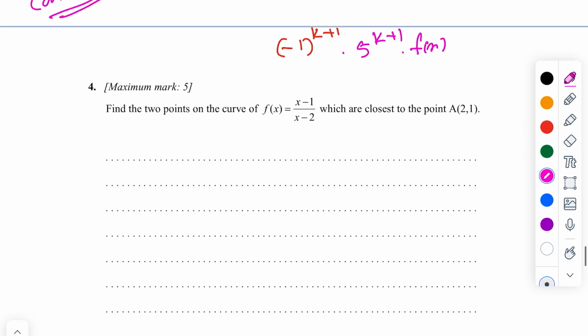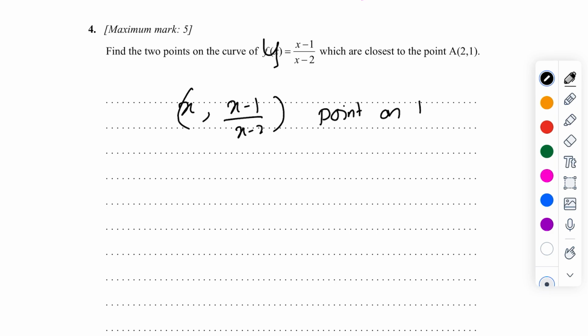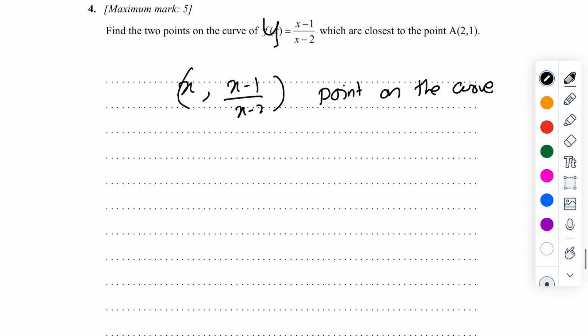Now, find the 2 points on the curve which are closest to (2, 1). So let the first point be x, y, which is x, (x minus 1) upon (x minus 2). This is a point on the curve. Now, the distance between this point and (2, 1) should be the least.